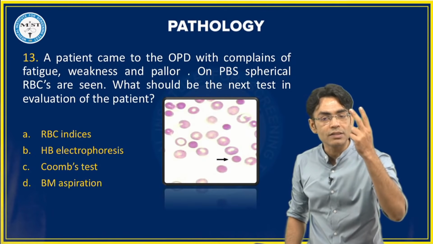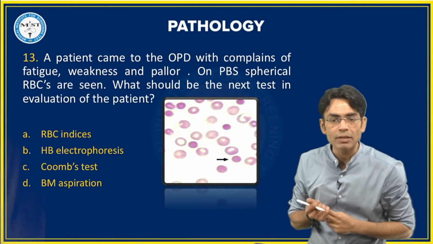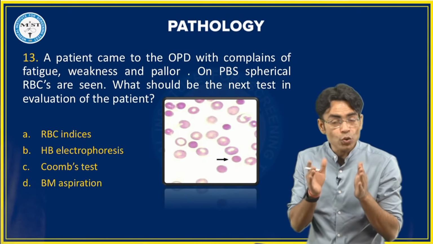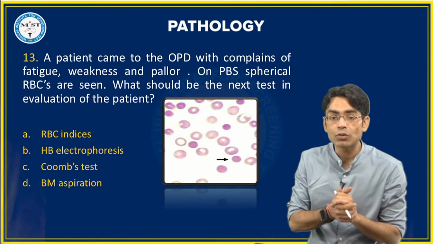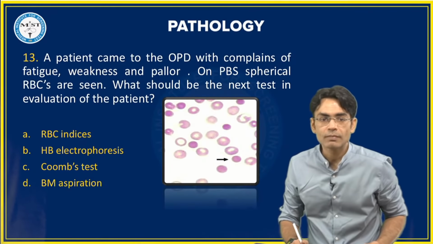There are two diseases. Either it should be hereditary spherocytosis, or a person can have immune hemolytic anemia, getting a spherocyte. So if these two diseases are there, you as a doctor have to find out कि भाई इसको है क्या. So what will you do?